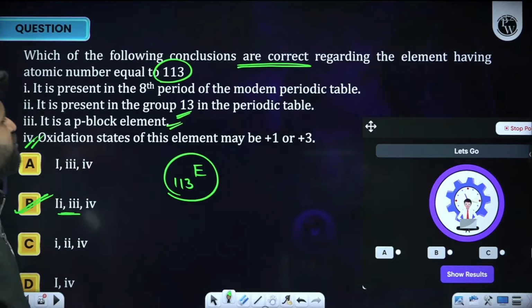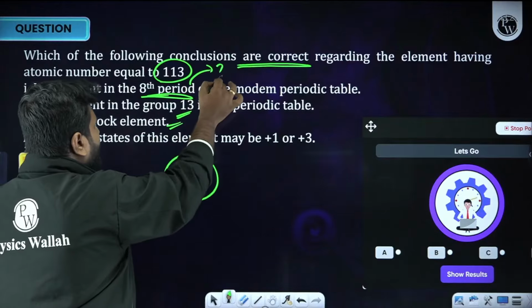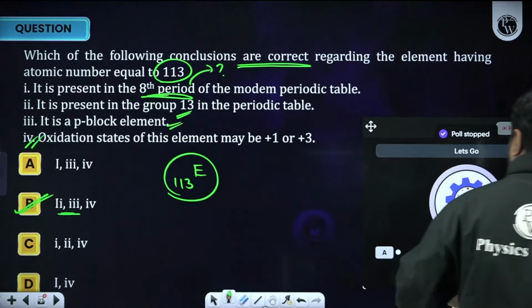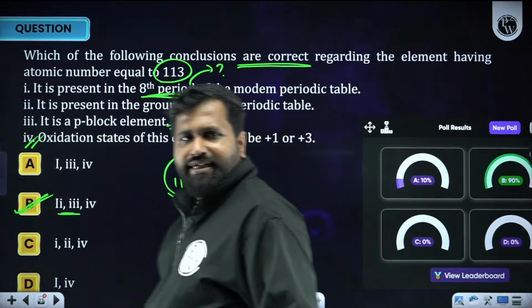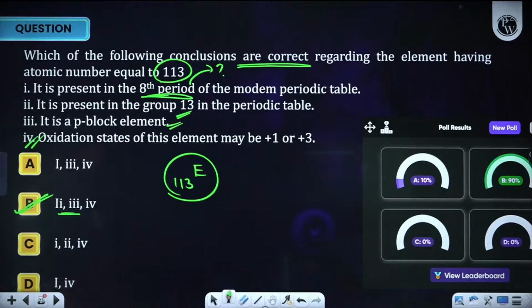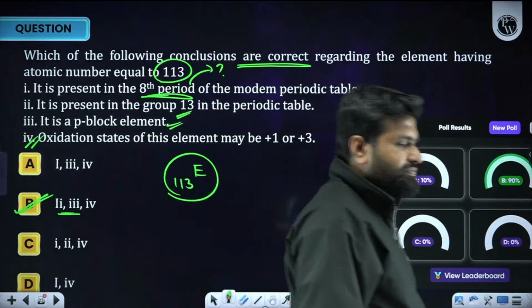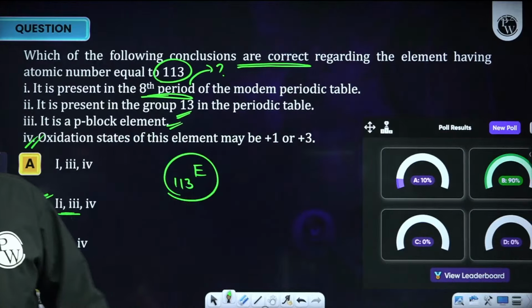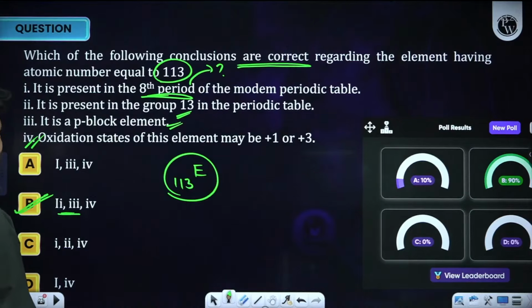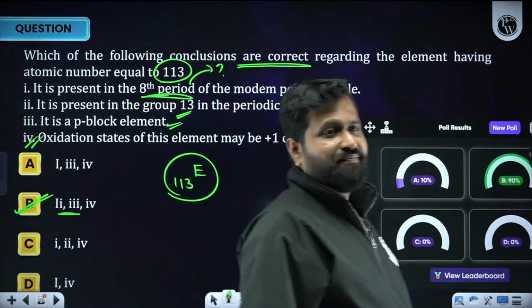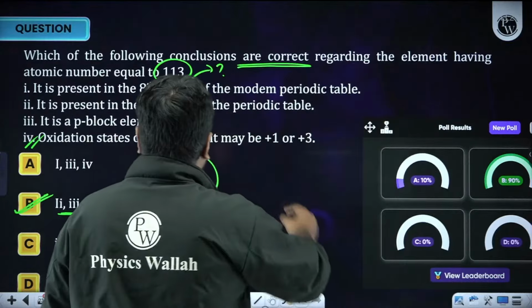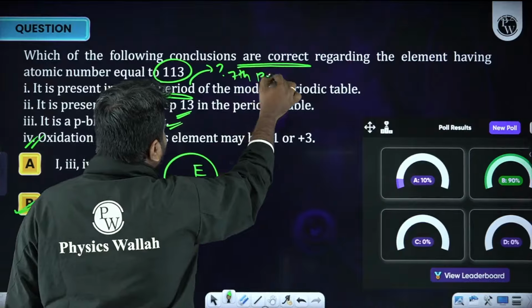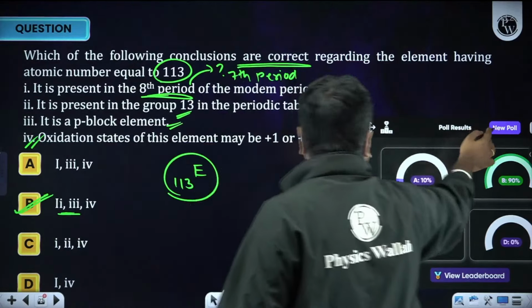Remember, in which period will it be present? Tell me, my dear students. 113, it will be present in which period? Let me check how many of you are able to tell this question. 113 comes under which period? Seventh period. Yes, exactly. So it will come in the seventh period. So a basic periodic table question.